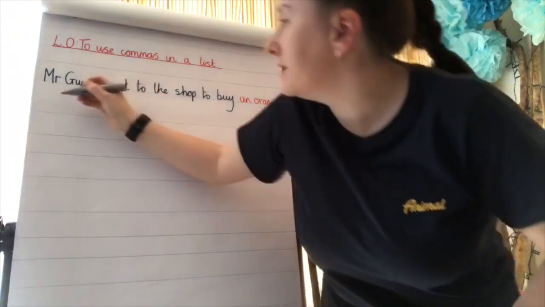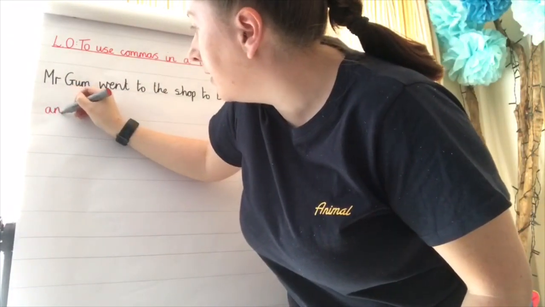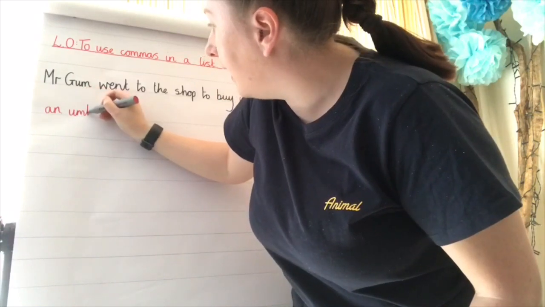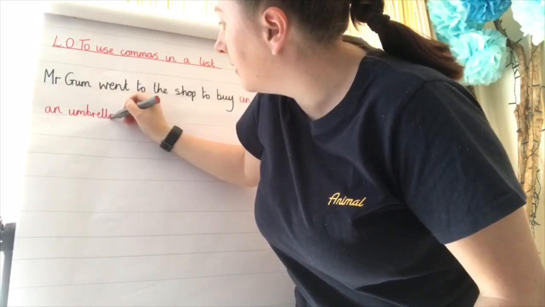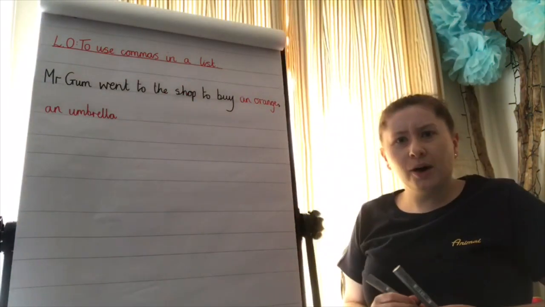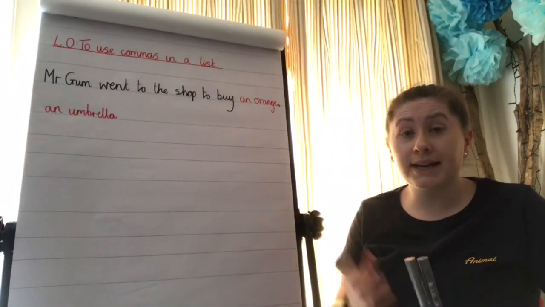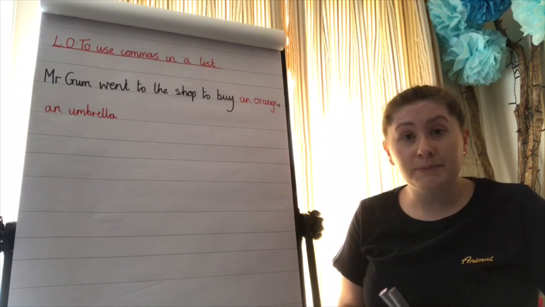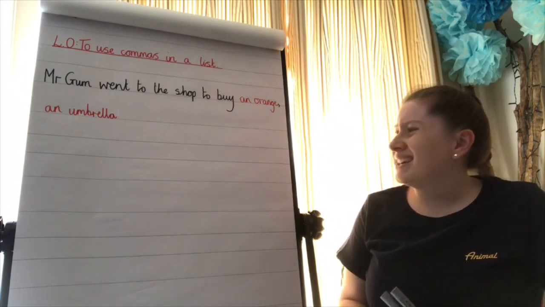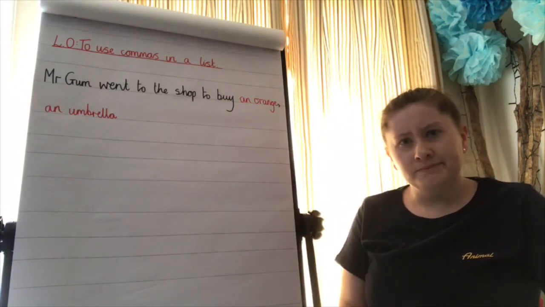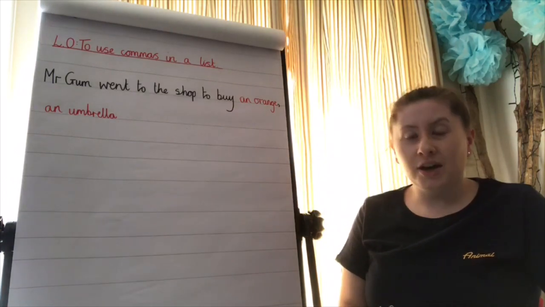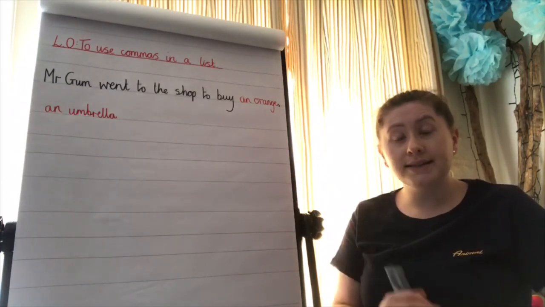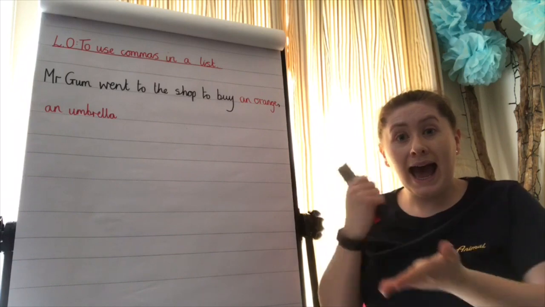So I'm going to put an umbrella. Now, we've got our 2 items so far, and I said we're going to have 3 items that Mr. Gum is going to buy. So we need to think, do I put a comma there now? I don't. So between my last 2 items, I put the word and.